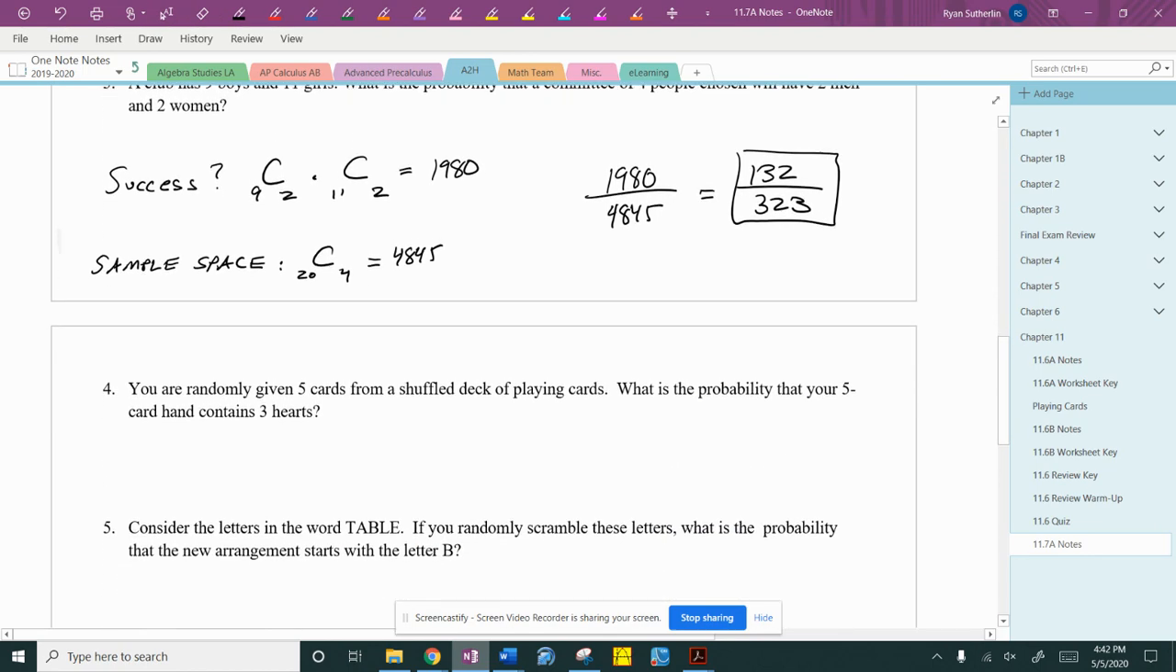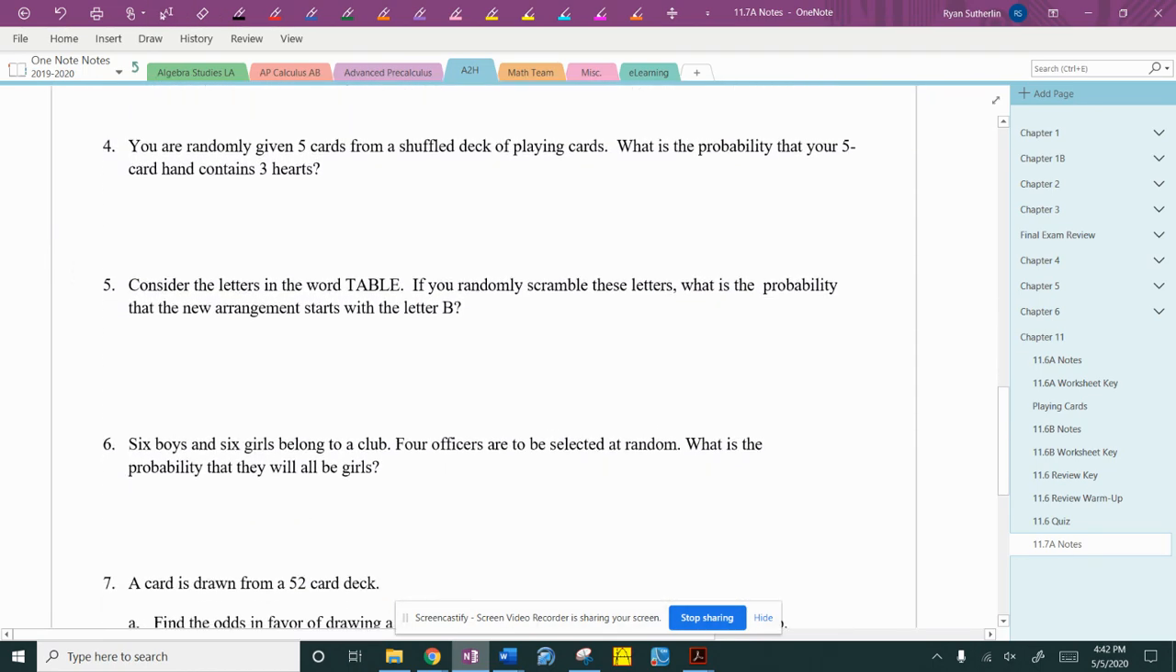Number 4, you are randomly given 5 cards from a shuffled deck of playing cards. What's the probability that your 5-card hand contains 3 hearts? So let's start with our sample space. We are given 5 cards from a group of 52. We've done this calculation quite a bit of times. So that's 52 choose 5, which is 2,598,960 possibilities.